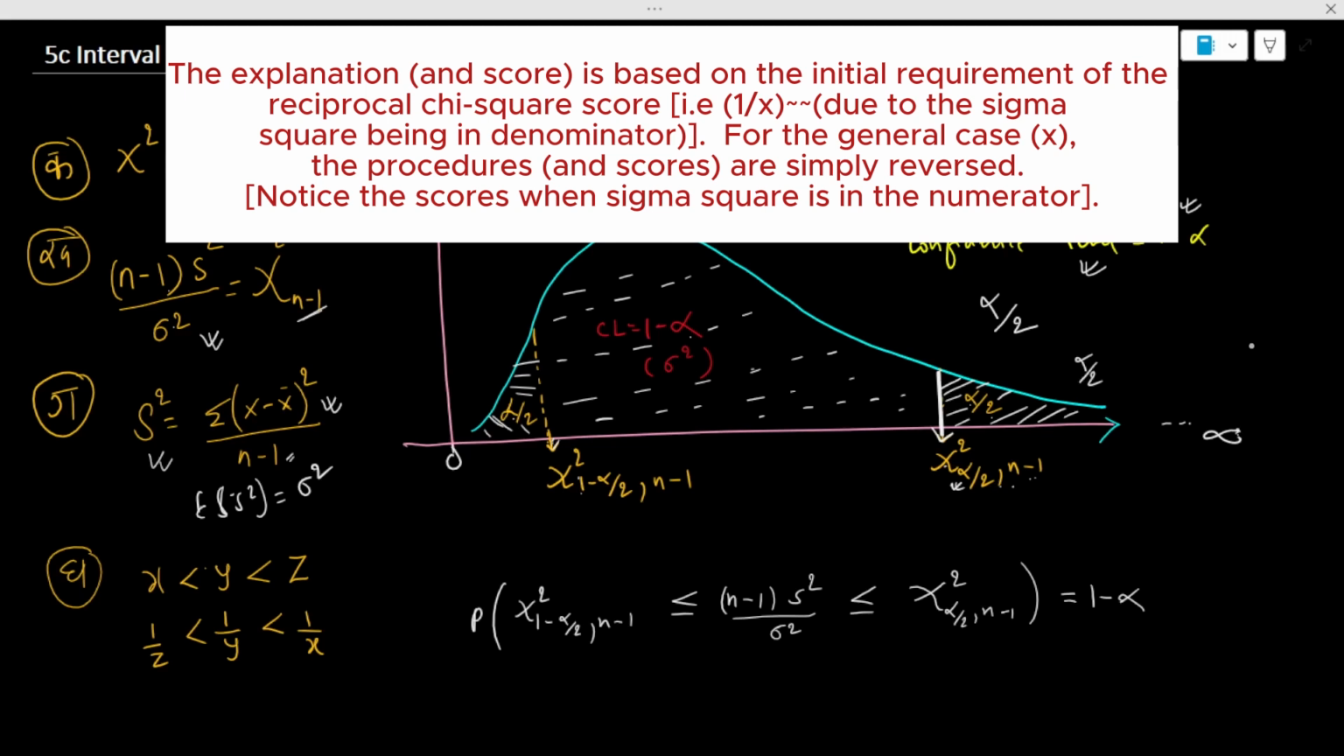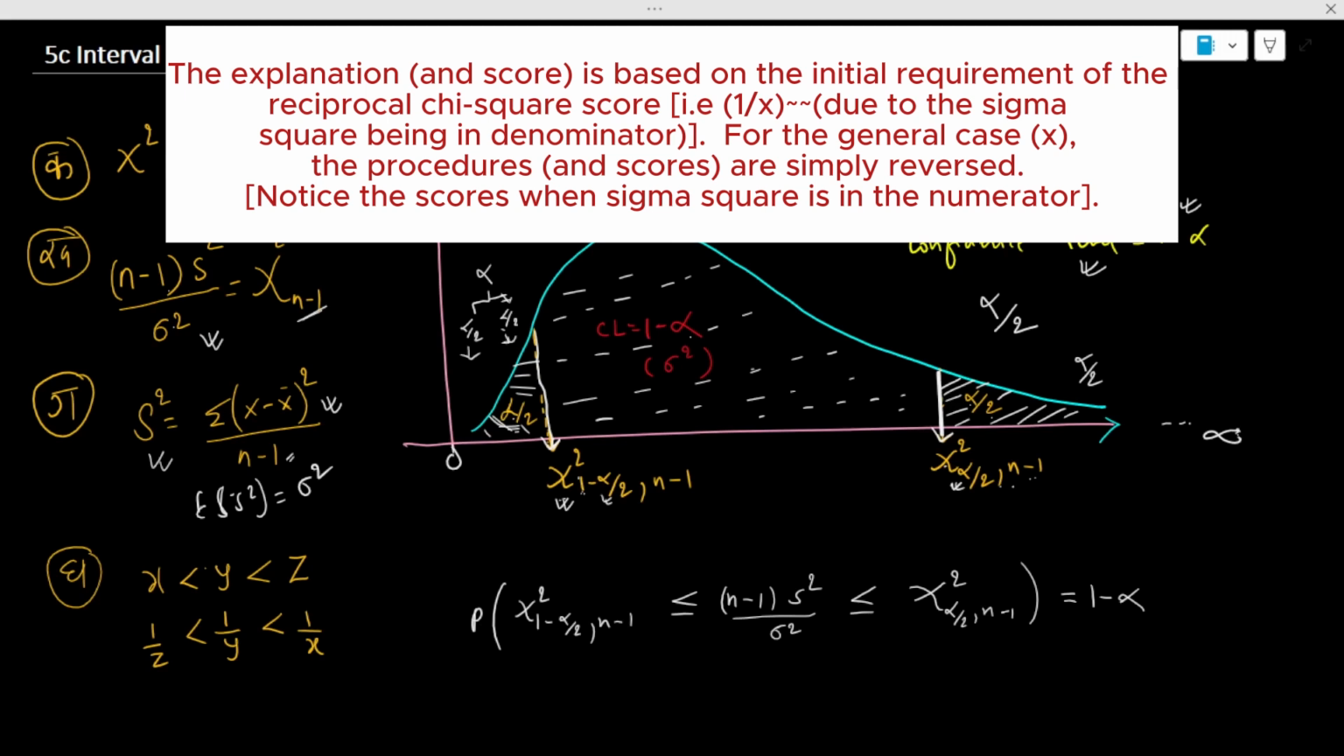To calculate the second score, beginning from the right, we reach a point where the area of the extreme left is alpha by 2. This score is equal to chi-square 1 minus alpha by 2 with n-1 degrees of freedom. So the probability of chi-square being less than this score is exactly equal to alpha by 2. So we have divided our type 1 error into two equal parts, one in the extreme left and one in the extreme right, and their respective chi-square scores are different. Now let us see it with the help of an example.